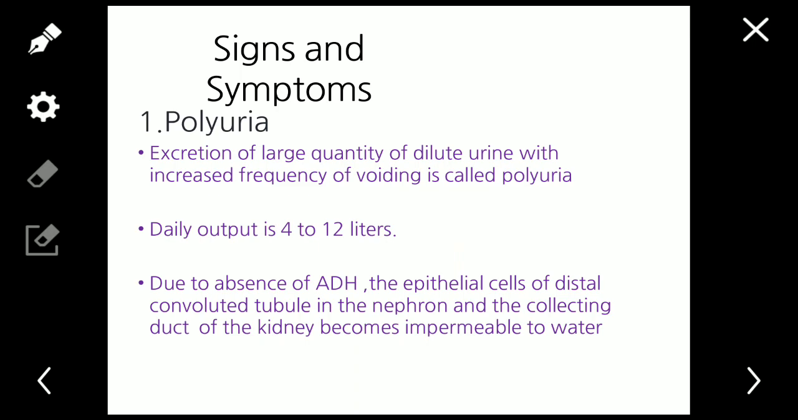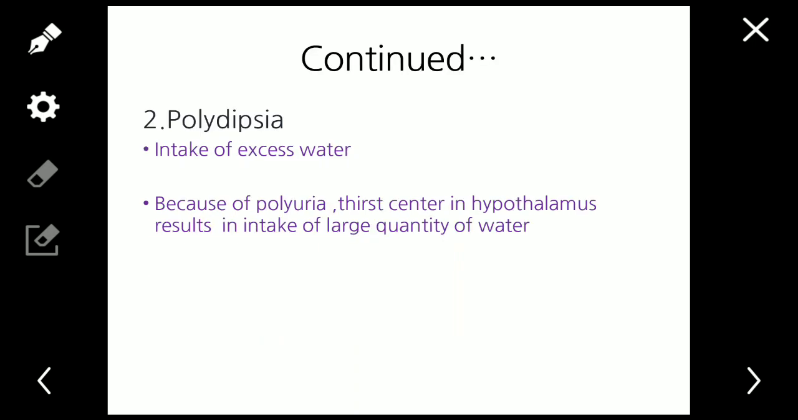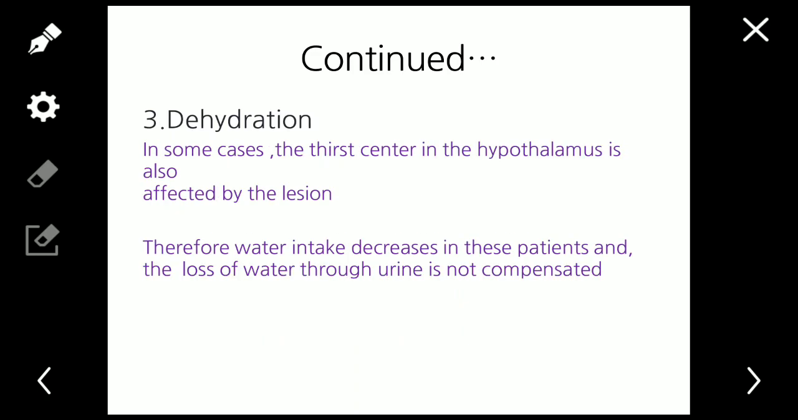Due to absence of ADH, the epithelial cells of the distal convoluted tubule in the nephron and the collecting duct of the kidney become impermeable to water. Then we have polydipsia, where intake of excess water because of polyuria, the thirst center in the hypothalamus results in intake of large quantities of water. Then the person will have dehydration because of loss of water.